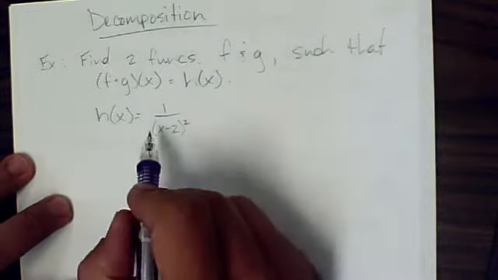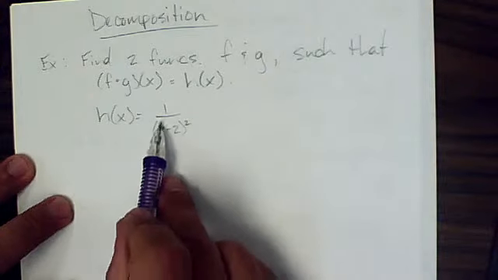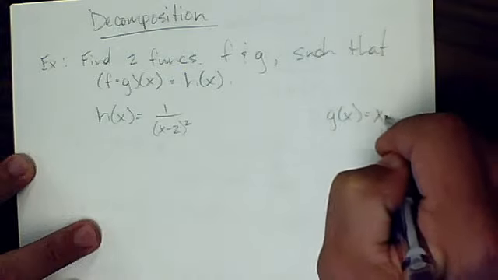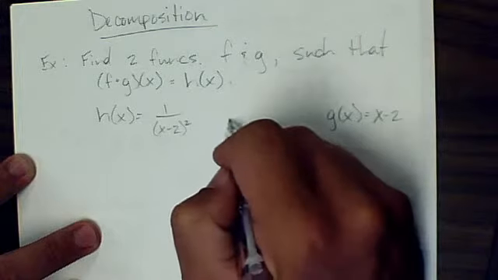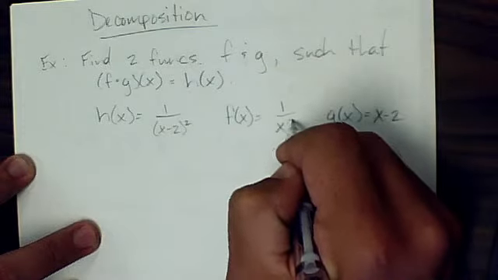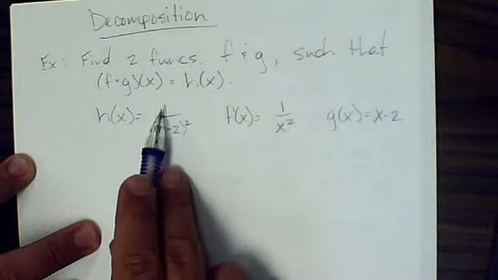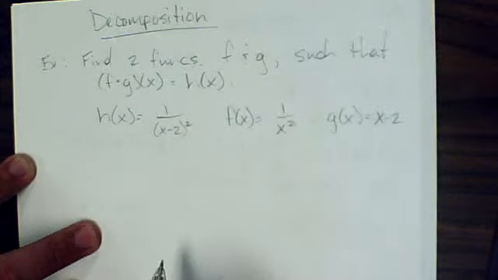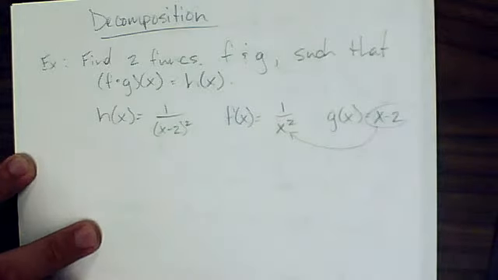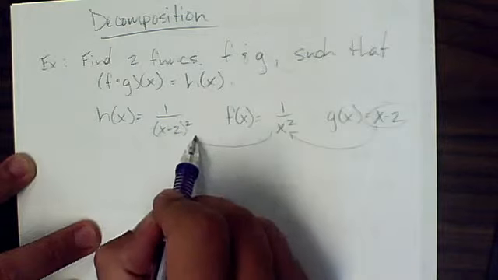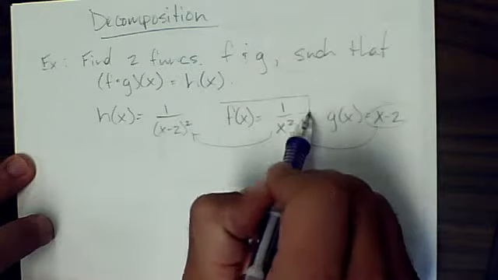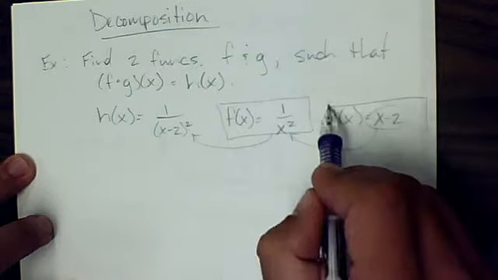So, what I like to do, especially if I see parentheses, I like to start there and let that be my input. So I'm going to let g of x equal x minus 2. I would have to plug that into 1 over x squared to get 1 over x minus 2 squared. If I take this function and plug it into x right there, I get h of x. So your two answers would be the f function and the g function.